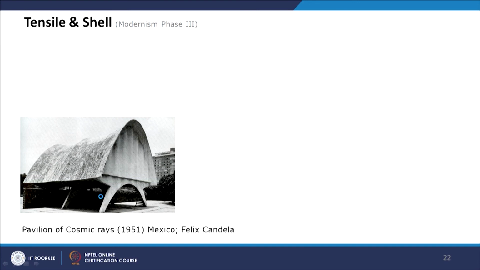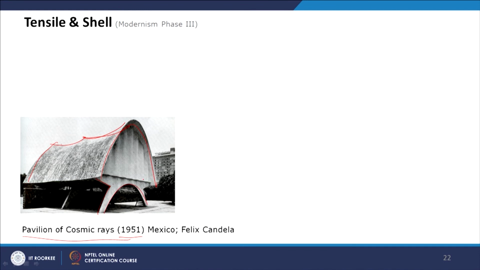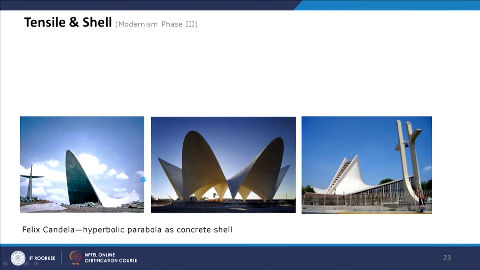Now, Felix Candela was another architect who used a lot of hyperbolic parabola. This is the Pavilion of Cosmic Rays, designed in 1951. This is a parabola, and then there's a slight curve, which gives a sense of hyperbolic parabola. In most of Felix Candela's designs, hyperbolic parabola is seen. These are a few examples of Felix Candela's other works where you can see hyperbolic parabola was used to generate the form. All these hyperbolic parabolas are shell structures.